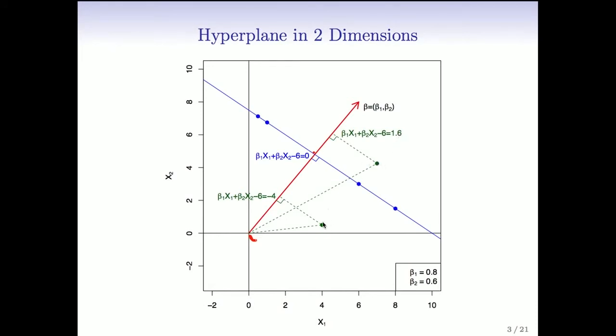This point over here is minus 4 units from the hyperplane. So there's a sign in the distance. It's one side of the hyperplane that's going to be negative, the other side positive. All points on this side would end up having a positive distance, all points on this side a negative distance. And of course, all the points on the hyperplane are distance 0. So that's a little tutorial on hyperplanes.